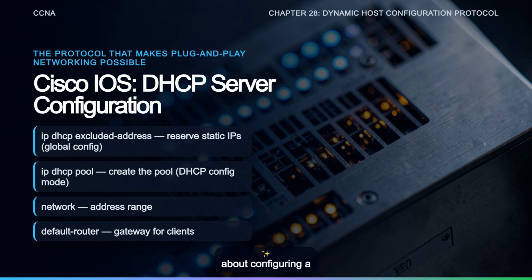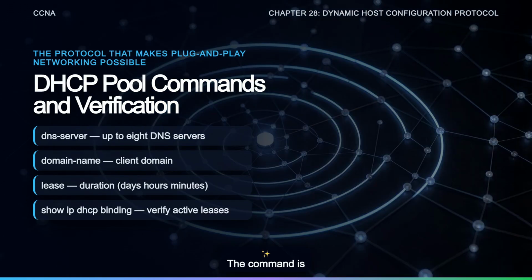Now let's talk about configuring a Cisco router as a DHCP server. In a small network, the router is usually the DHCP server. Your home router does this already. The first thing you do is exclude addresses you don't want the server handing out. Servers, printers, and other devices that need a constant IP should be statically configured, so you exclude their addresses from the pool. The command is IP DHCP excluded-address, and it goes in global configuration mode.